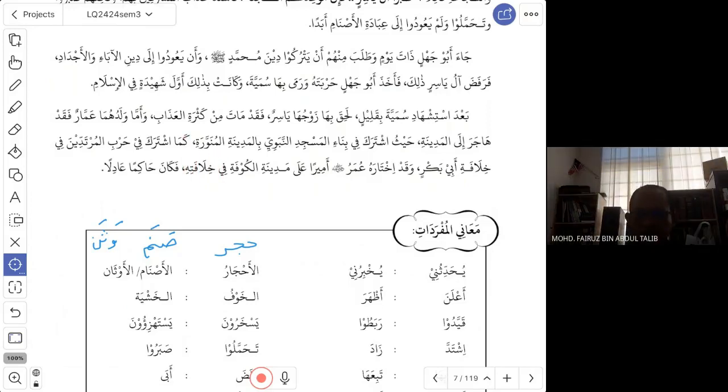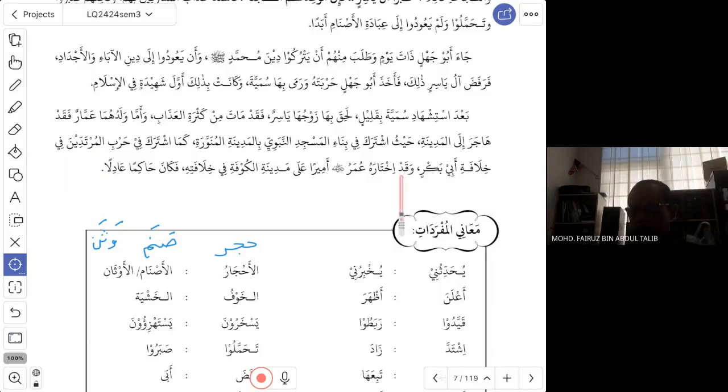Kama ishtaraka, as well as, he also participated. The same word here, ishtaraka. Kama ishtaraka fi harbil murtaddin. He also participated in attacking. Literally, the word harb means war. He was also participating in a war against the Murtaddin, those who have reverted from Islam, Murtad. Fi khilafati Abu Bakar, during the reign of Abu Bakar, when Abu Bakar became the Khalifa. So during the era of Abu Bakar, he participated in this war against the Murtaddin.